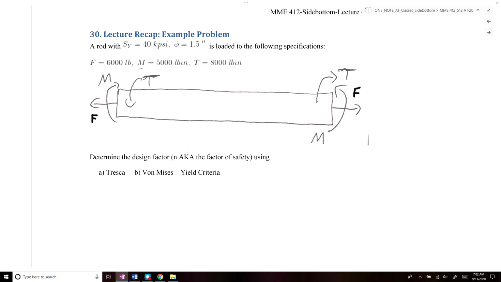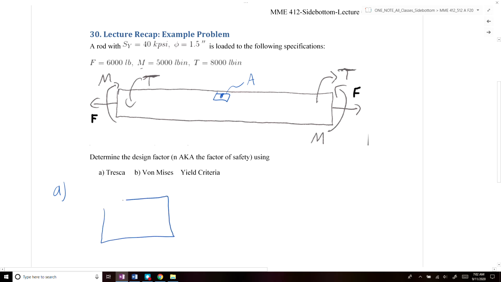So the first step we're going to do is determine the state of stress at a point. So we're going to take a look at a stress element in our system. We're going to call this point A. And we want to determine what is the state of stress at point A.